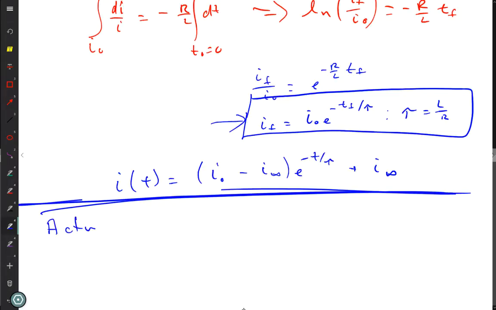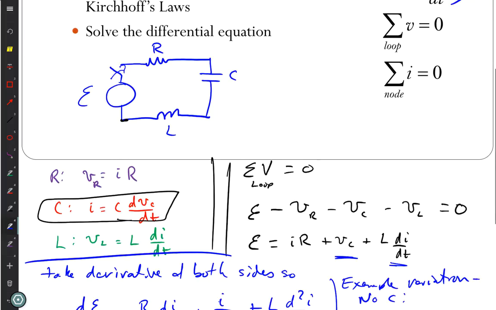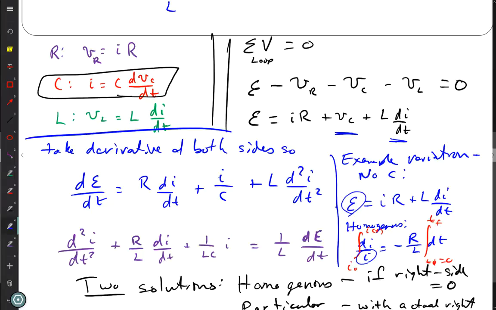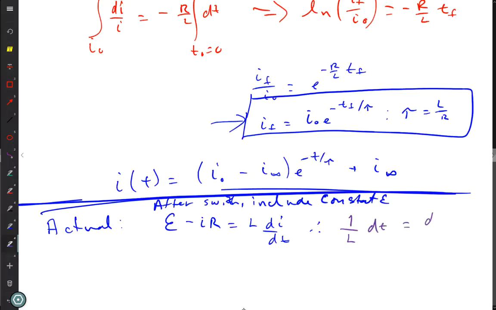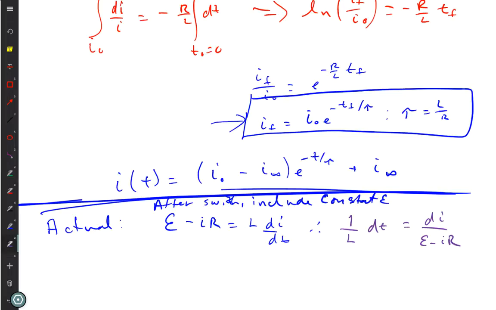So the actual way to do it, after the switch, it includes the constant E. So I have E minus IR equals L di dt. Right? That's the same as the equation that we had here, except I did the homogeneous, and I should have paid attention to the particular. And so then separating variables, there I've separated variables. Now I generally would have liked to have taken the R out, but I didn't. So there I have it.